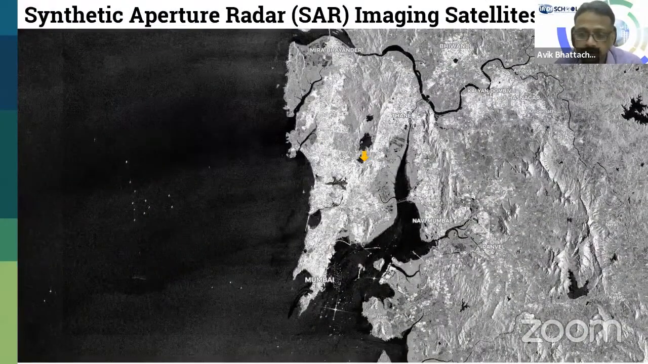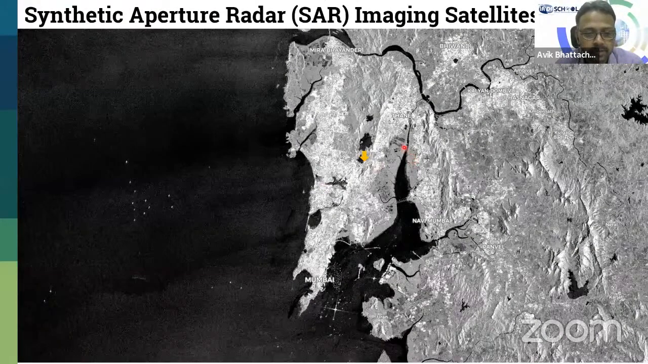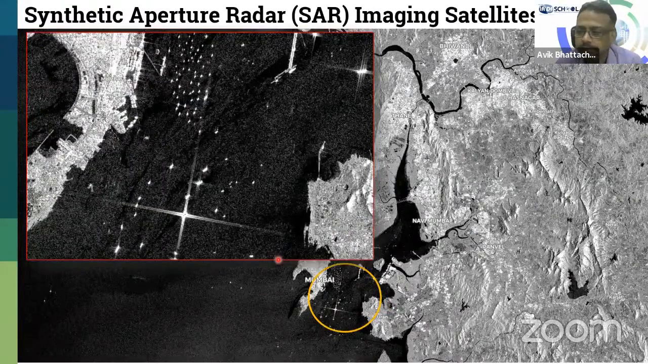The image, which looks like this, is from the place where I come from. This is where I'm at the moment, with the arrow showing it's in Mumbai, on the west coast of India. The image also shows some bright points or spots, which are areas with small boats, ships and ferries and so on. This is what you typically see in an intensity synthetic aperture radar image of a channel.